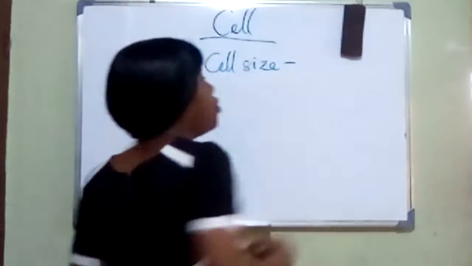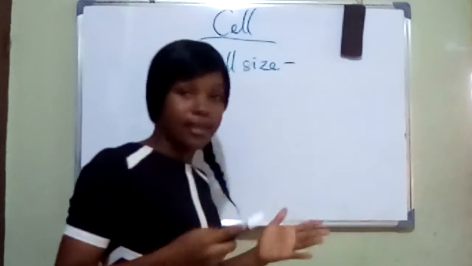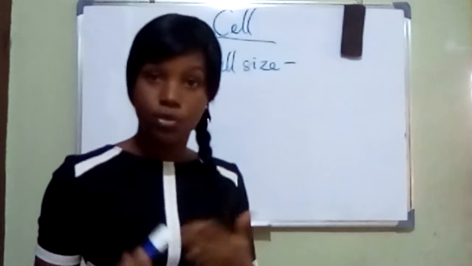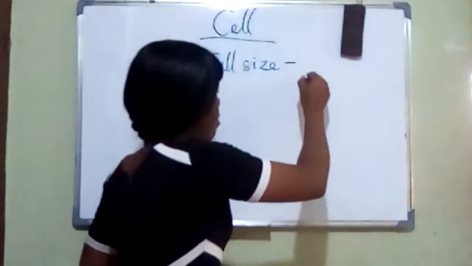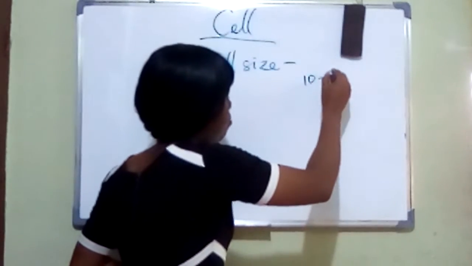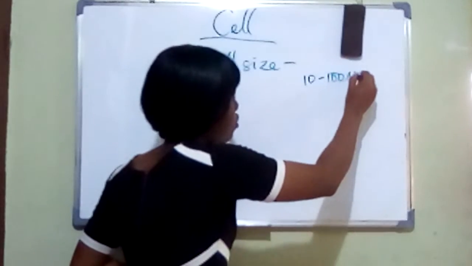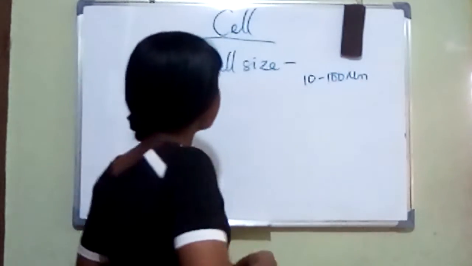Eukaryotic cells are much larger, though you still need a microscope to see them. They are much larger, ranging from 10 to 100 micrometers.